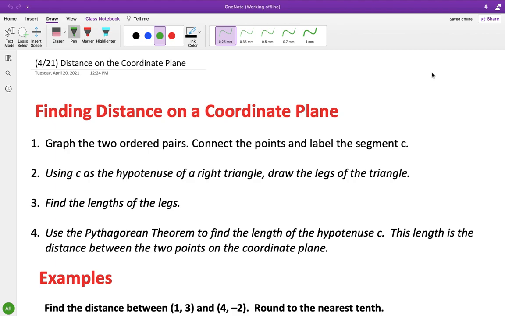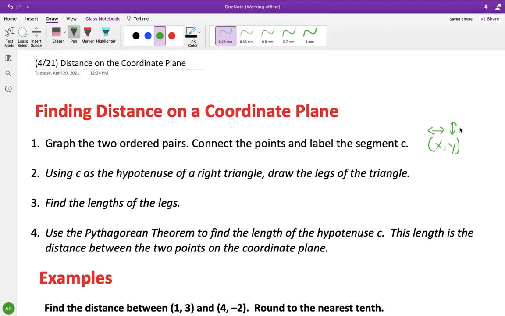So we're going to go ahead and start that now. So, defining the distance on a coordinate plane. Graph the 2 ordered pairs to connect the points and label the segment C. So the first thing you have to know is how to graph a point. Remember, the first value is x, the second value is y. So x tells you how far to the right or left we're going to go. Y tells you how far up or down you're going to go.